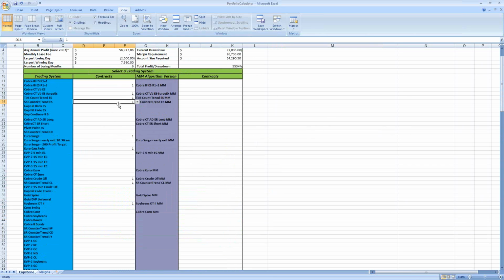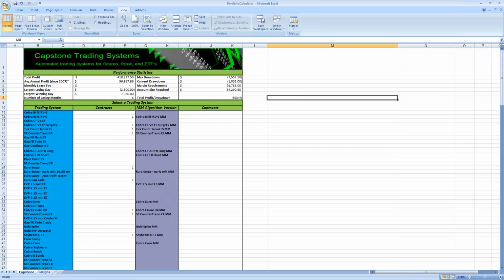And so each time, this is the number of contracts for each system. You can play with this by adding numbers of contracts to each trading system, and to see how it updates up here at the top. And what we do is we focus on equity curve analysis. This is not individual trade analysis. There's lots of portfolio tools out there, but this is the one I really like to use.